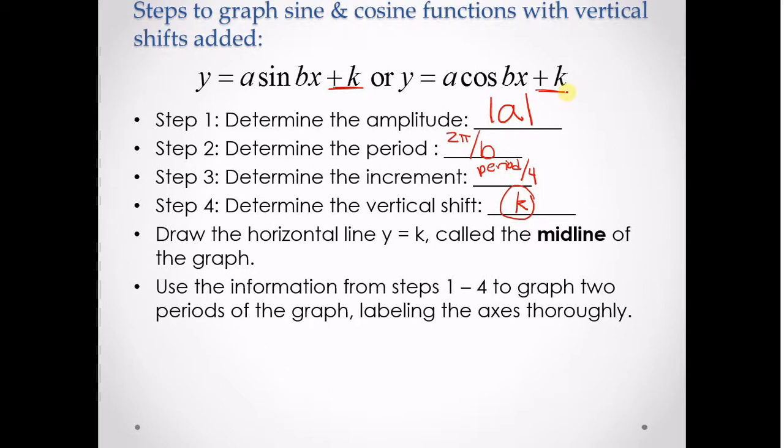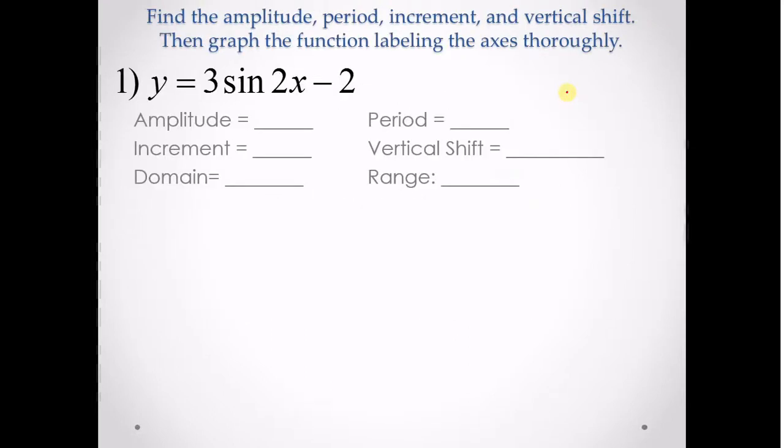That's going to be called the midline of the graph. Basically, in all actuality, it's your new x-axis that we're going to use. You're going to then use the information from steps 1 through 4 to graph the 2 periods of the graph, labeling the axes accordingly. So let's actually take a look at a graph like this. So I need to find the amplitude, the period, the increment, and the vertical shift.